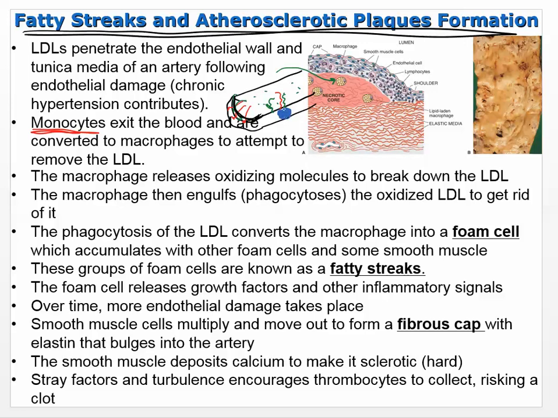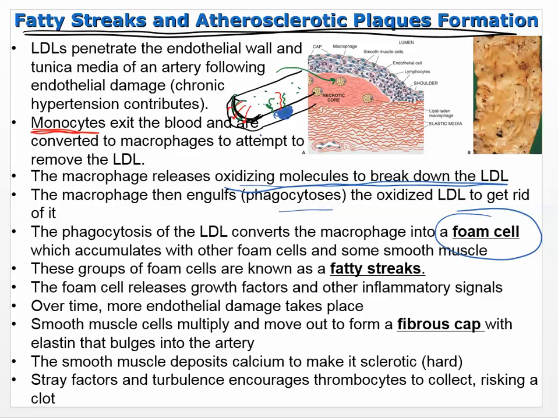So it will kill them. It will kill the macrophage as it's trying to engulf all of these low-density lipoproteins that have moved in. And so the macrophage releases oxidizing molecules, or free radicals, trying to break down those fats, and then it engulfs it, phagocytoses it to get rid of it. But they die, and the phagocytosis of that LDL converts it into something called a foam cell. Those foam cells will build up and accumulate with other foam cells, and that's really what's causing something called a fatty streak.